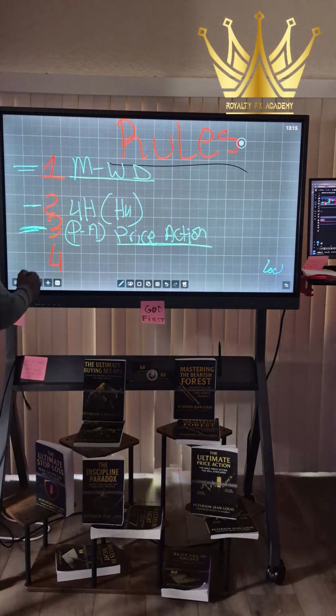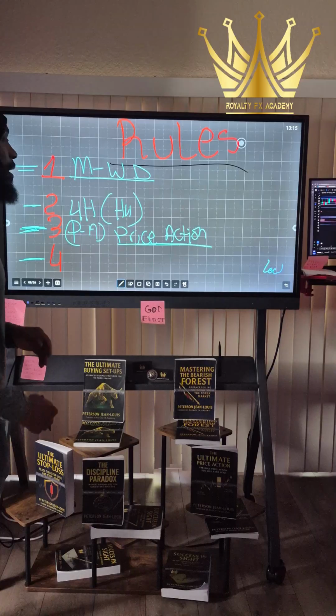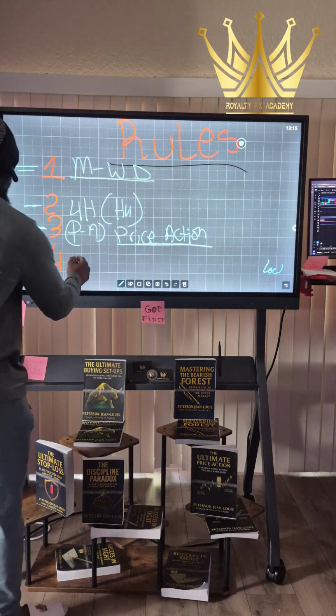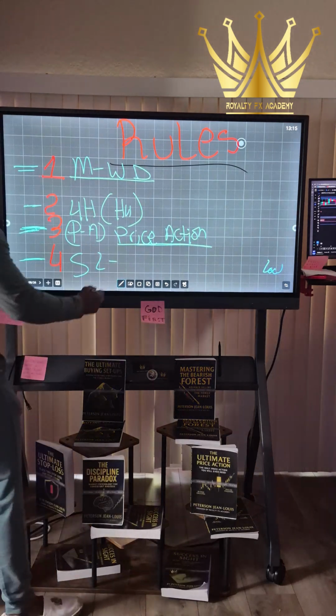All right. Now, rule number 4 is our SL, meaning our stop loss, where we place our stop loss. Okay. That's pretty much what it stands for.